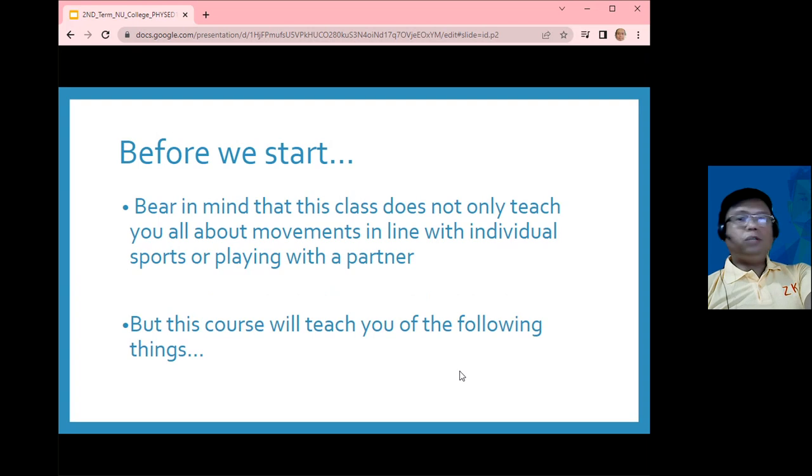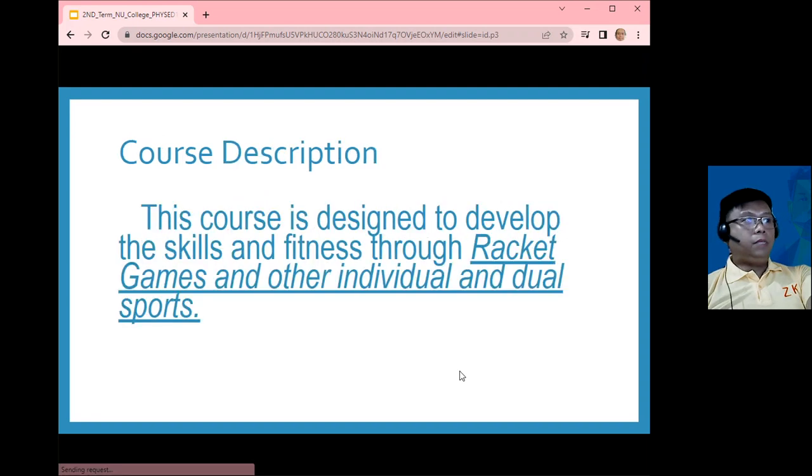Just before we start, I would like to remind everyone that this class will not only teach you about movements in line with individual sports or playing with a partner. This course is actually designed to develop your skills and your fitness level through the different types of racket games and other dual sports that we are going to be focusing on.